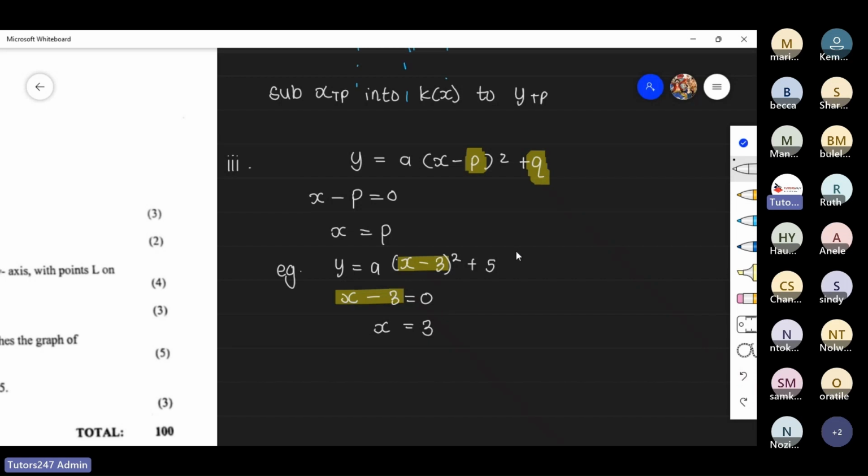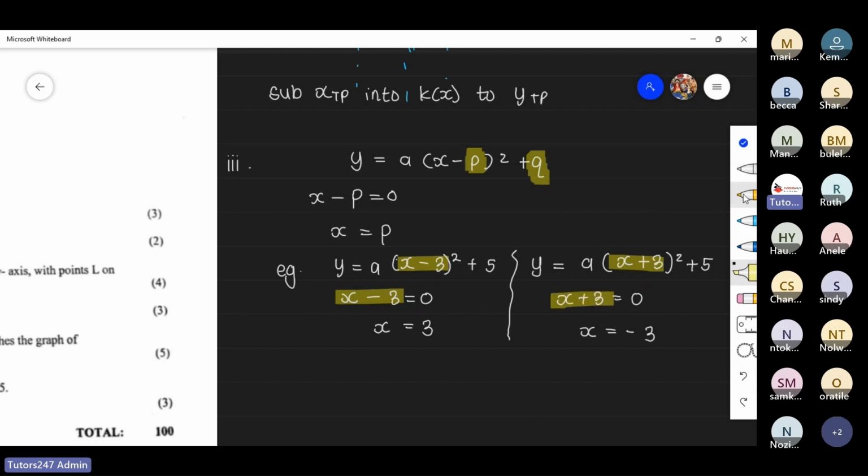Let's try the same thing with a positive value. That way you can see that you're always getting the opposite of what's inside the bracket. So let's make it plus 3. So that is then going to be x plus 3 equals 0, and x is therefore equal to negative 3. So you can see the difference. Whatever you have in front of that value of p, the sign is always going to be the opposite.